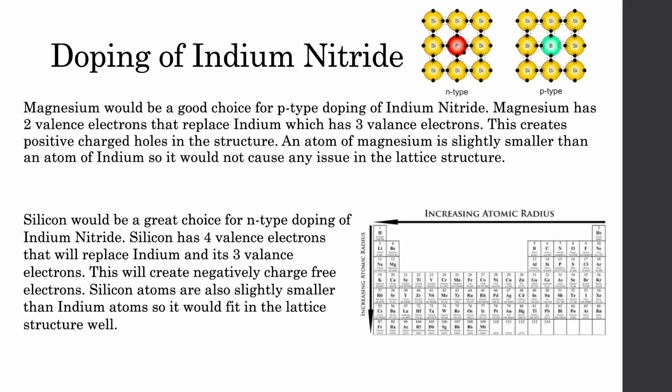For n-type doping, we would suggest you use silicon because silicon is a group 4 element, so it has 4 valence electrons, and that will replace the 3 in indium, which will create a negatively charged free electron. And silicon atoms are also smaller than indium atoms, so it won't create any issues in the lattice structure of the indium nitride. And up next, Laurent will explain some more properties.